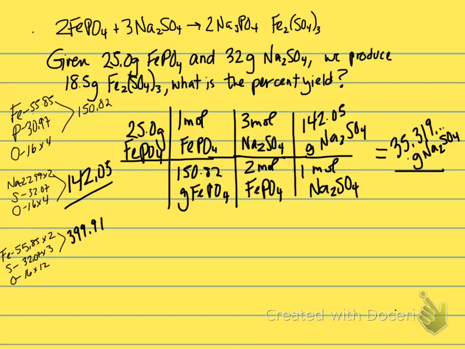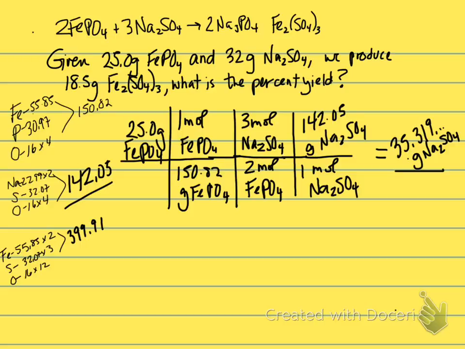Okay, so which one's the limiting? Yeah. We could react 35 grams of sodium sulfate, but we only had 32 grams of sodium sulfate. Now, do we have to go into finding out how much of the excess remains? Nope. We're done with this one. We don't have to go there. We just needed to know which one was the limiting, because we don't care. We're just asking what the percent yield is.